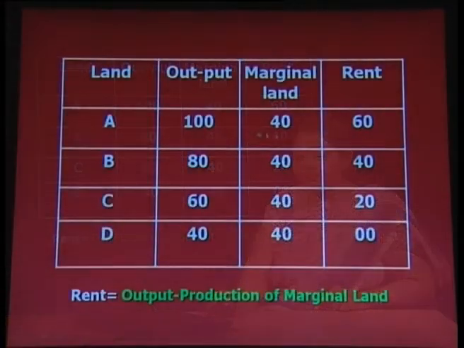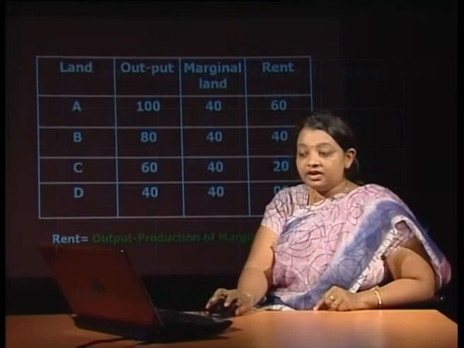By deducting the production of marginal land from other land, a person will obtain the rent, that is 60, which is obtained by deducting 40, the produce of the marginal land, from the most fertile land, that is A. So, when we deduct 40 from 100, we get 60, that will be the surplus for the producer producing on A, the most fertile piece of land. So, we can say that rent means output minus production of marginal land under extensive cultivation.